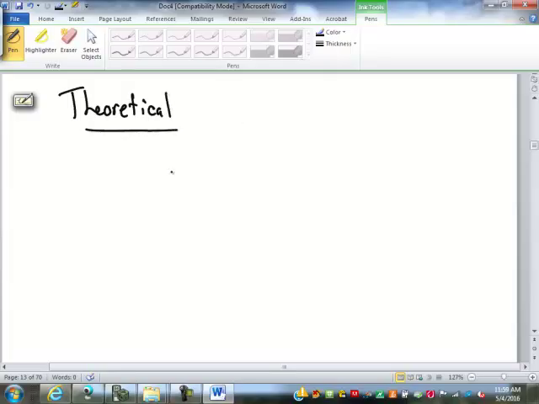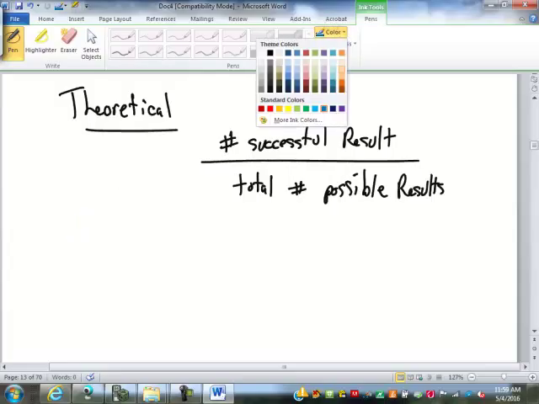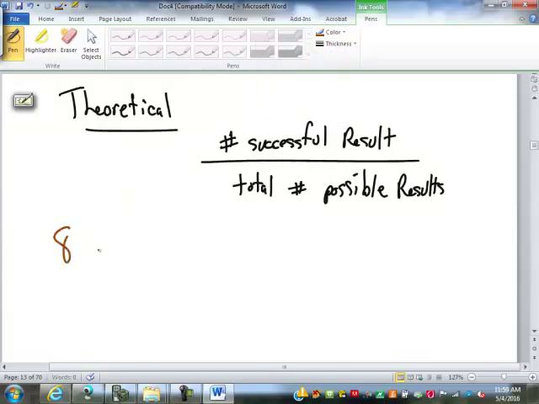As we said, theoretical probability is the number of successful results divided by the total number of possible results. For example, let's say that I'm going to put 8 red and 12 blue marbles in a box.